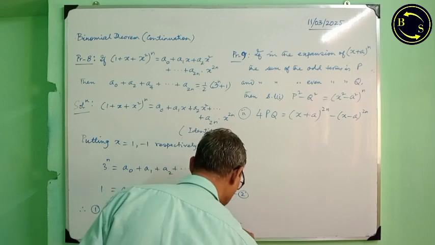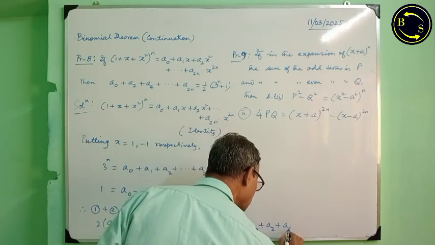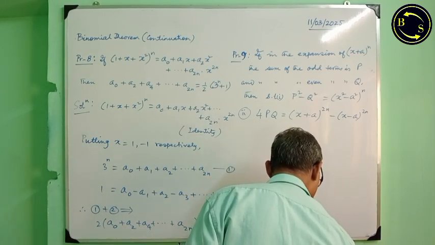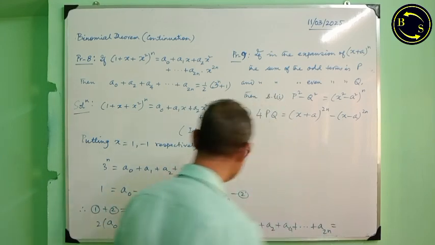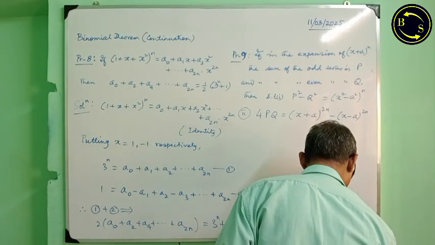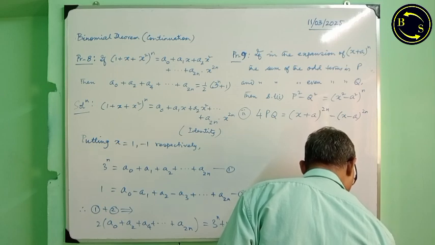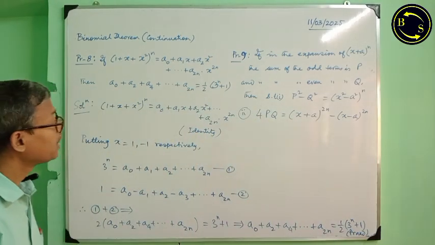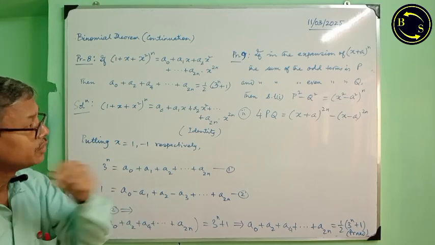Therefore, A0, A2, A4 plus dot dot dot plus A to n will be equal to twice this, equal to 3 to the power n plus 1. Therefore, this sum will be equal to half within brackets, we get that right hand part. Therefore, the sum is solved.